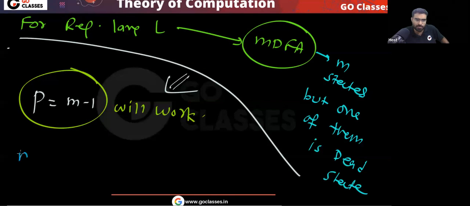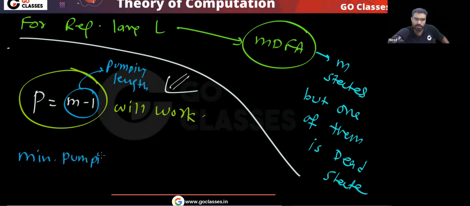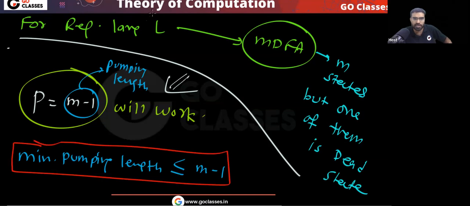So what is the minimum pumping length? Remember, this is the pumping length. So what is the minimum pumping length? That will be less than or equal to M minus 1. So this is the point I just want to tell you. Simple point, right? Is this point complicated, or did you understand?